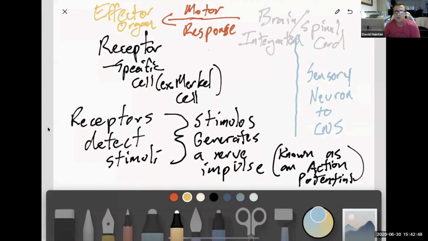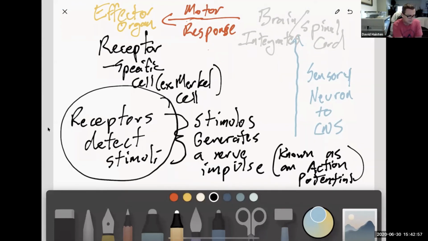All right, so that's a perfectly awful mess. So we have a receptor. A receptor detects stimuli. The stimulus generates a nerve impulse. That nerve impulse travels to integration centers, typically in your brain or spinal cord. In the integration centers, a response is generated. The response is sent out a motor neuron. So that's a motor response to an effector organ, a muscle or gland.